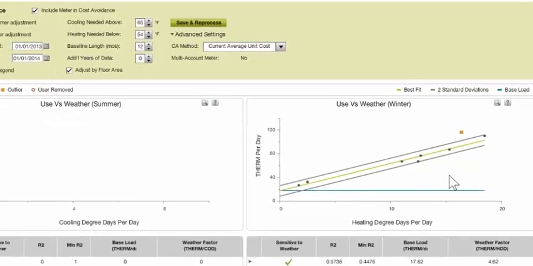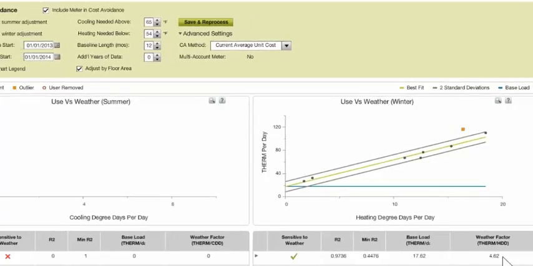The most important value on the screen is right here, the weather factor. This is therms per heating degree day. It's the slope of the green line, the slope of the regression line. That's primarily what we use to make the year-to-year adjustments. Now, you'll notice the slope of the line doesn't change very much.